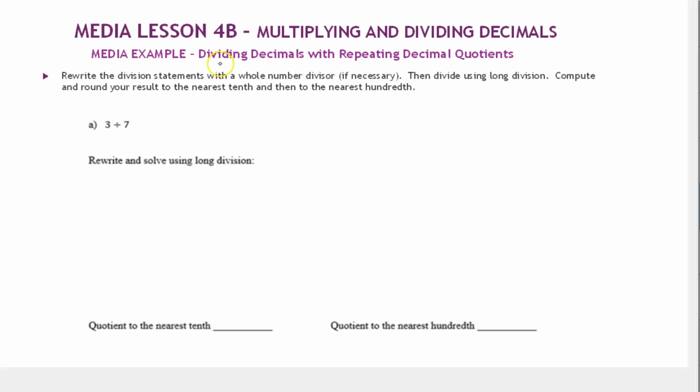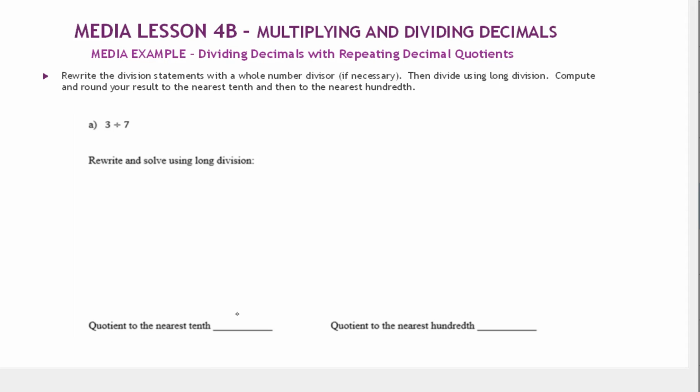In this example, we're going to learn to divide decimals with repeating decimal quotients. So that means that our answer is going to be a repeating decimal where the decimal never ends. It has that repeating property that goes on to infinity. So notice in this question already, we have quotient to the nearest tenth and hundredth because we're going to have to round our answer.